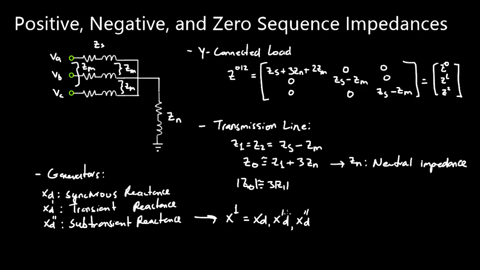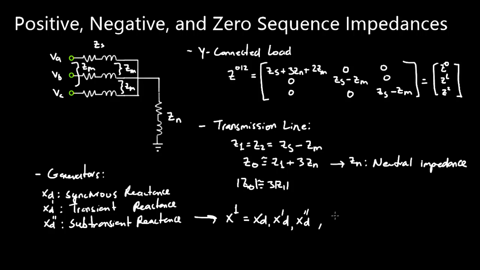So if you're looking at the instant right after a fault happens, you would take a look at the subtransient reactance. If you look a couple cycles after the fault happens, so let's say 50 milliseconds to roughly 100 milliseconds after a fault happens, you would take a look at the transient reactance. And if you're looking at steady state conditions, you would look at the synchronous reactance.